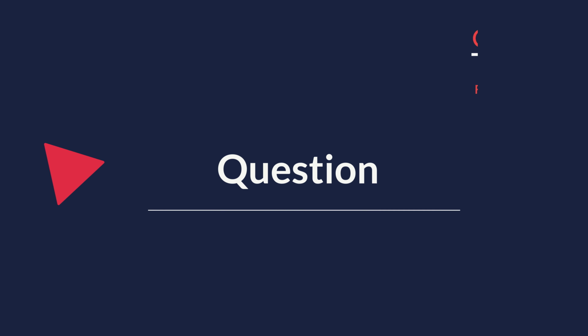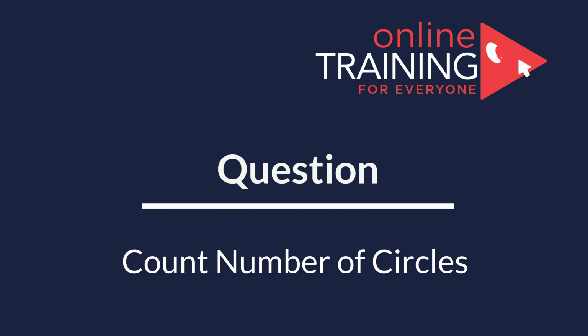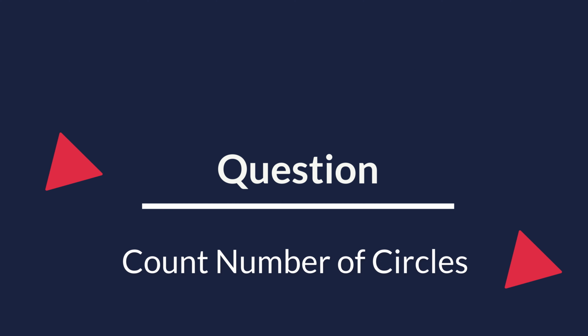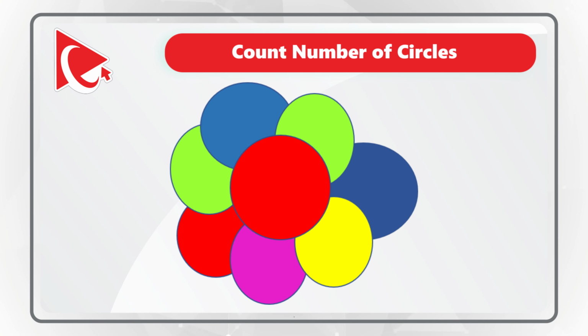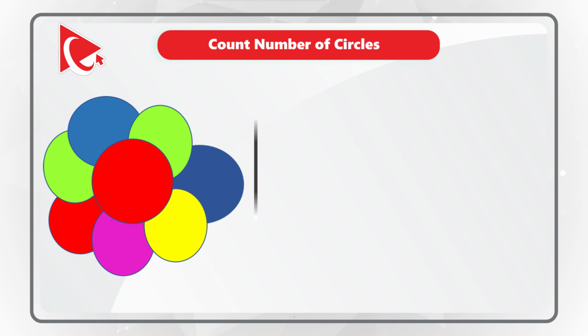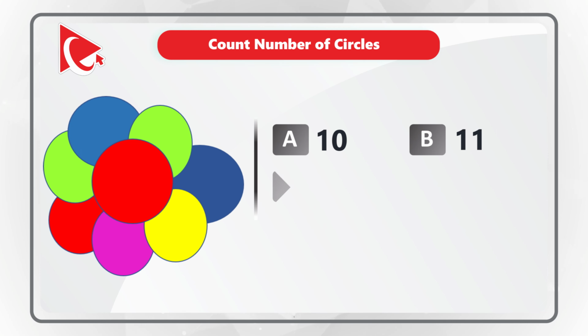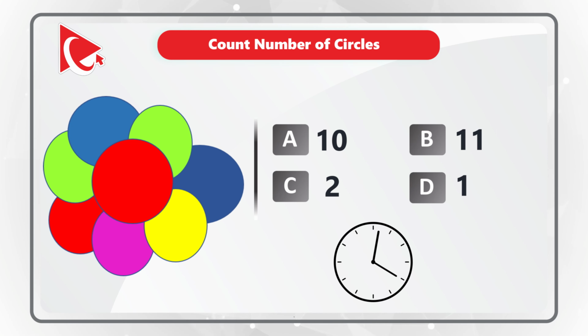In this interesting but tricky question, you need to count the number of circles. You're presented with unusual shape and you have 4 different choices based on your selection. Choice A, 10 circles. Choice B, 11 circles. Choice C, 2 circles. And choice D, 1 circle. Give yourself a little bit of time to see if you can count correctly.